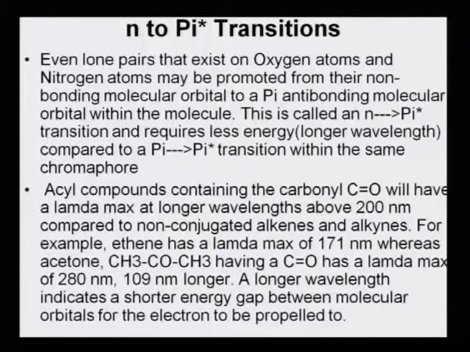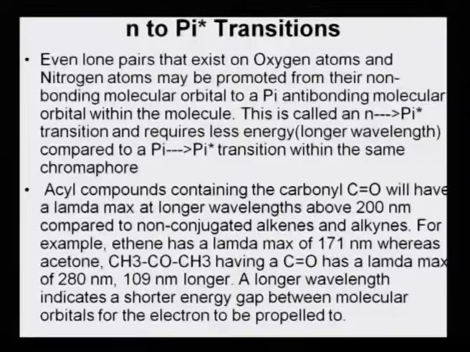Then there are the n to pi star transitions. N to pi star transitions occur in the chromophore only when there are lone pairs, and the lone pairs are always available with heteroatoms like oxygen and nitrogen. These may be promoted from their non-bonding molecular orbitals to the pi antibonding molecular orbitals within the same molecule. So now it is the non-bonding electrons which are getting excited to the pi antibonding molecular orbital.